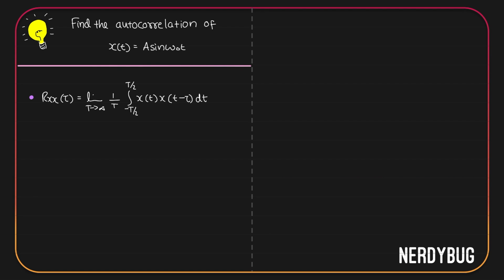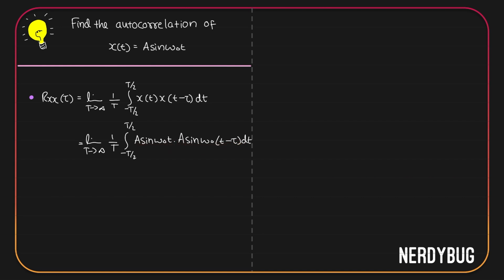But x of t is A sine omega naught t. So this becomes limit t tends to infinity, 1 by t integral minus t by 2 to t by 2, A sine omega naught t multiplied by A sine omega naught t minus tau dt. We have A square is a constant, it can come out of the integration. Then what is left is sine omega naught t into sine omega naught into t minus tau.